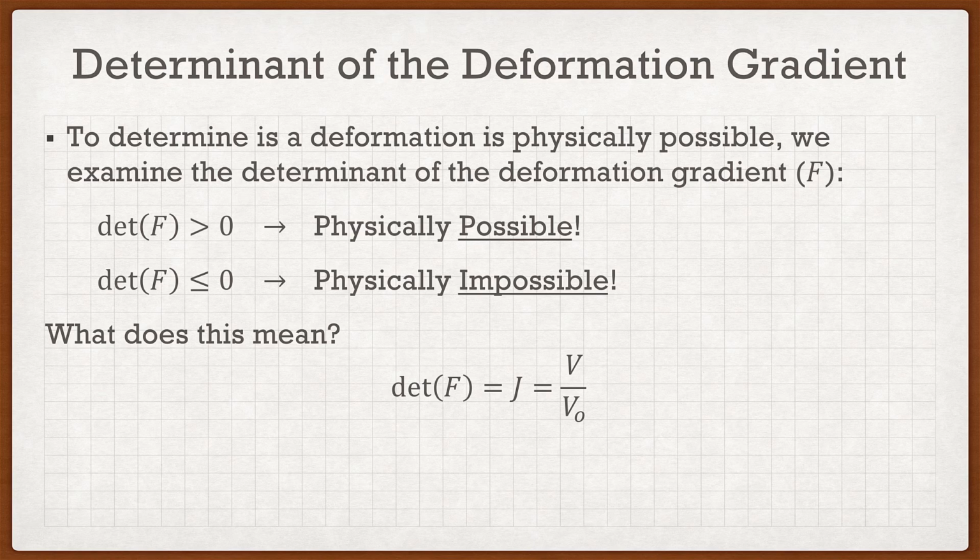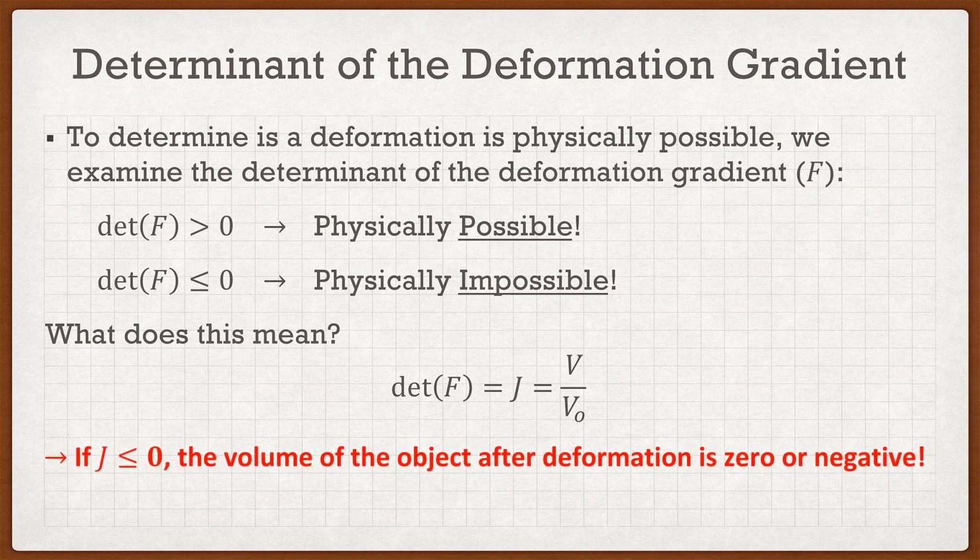So that V there would be the volume after deformation, and V naught would be our original volume. So if we look at this and say, okay, if the J here, which is our determinant of F, is less than or equal to 0, which means something is physically impossible, that means that the volume after deformation is negative.